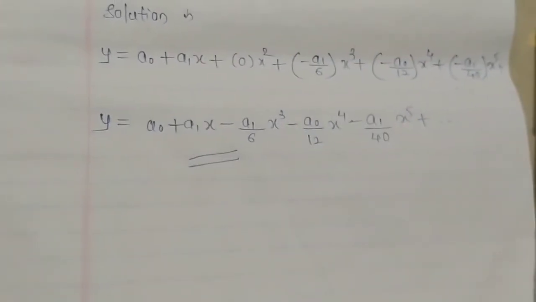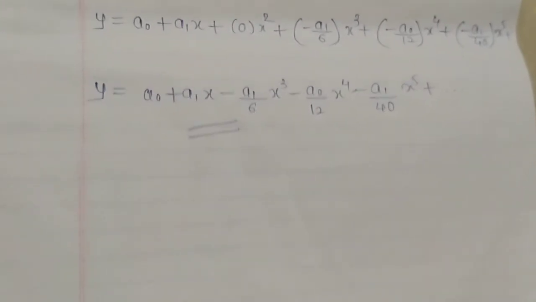That is, whenever we have the ordinary point, the series solution will look like this.